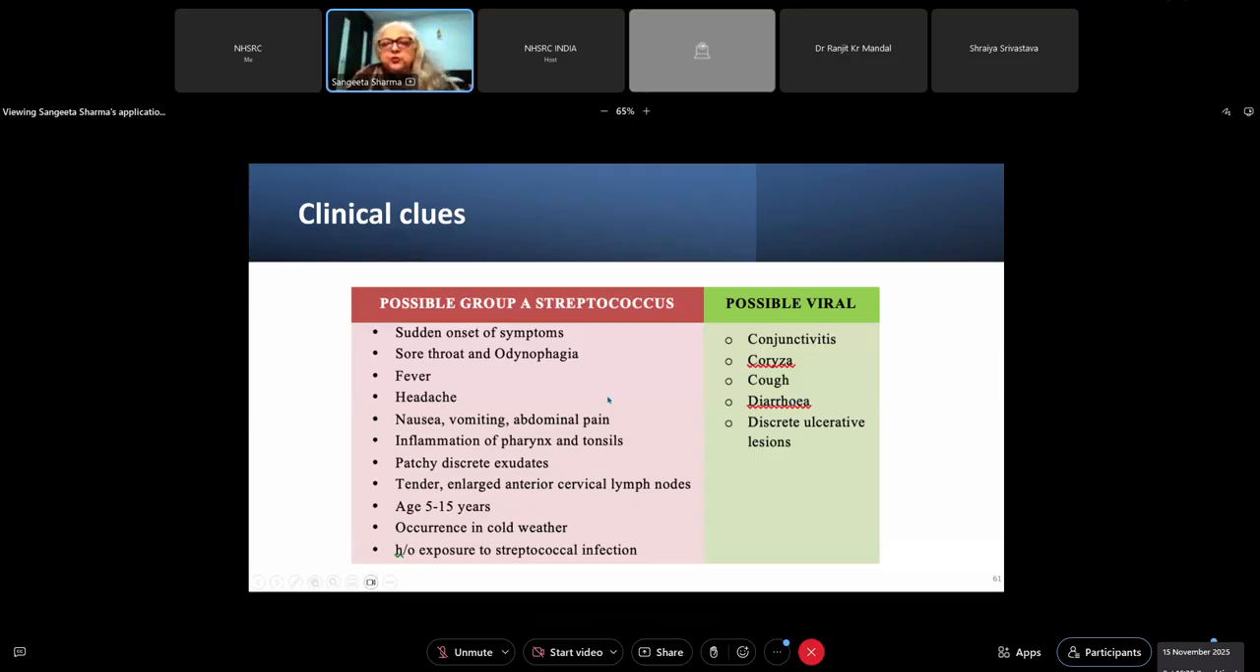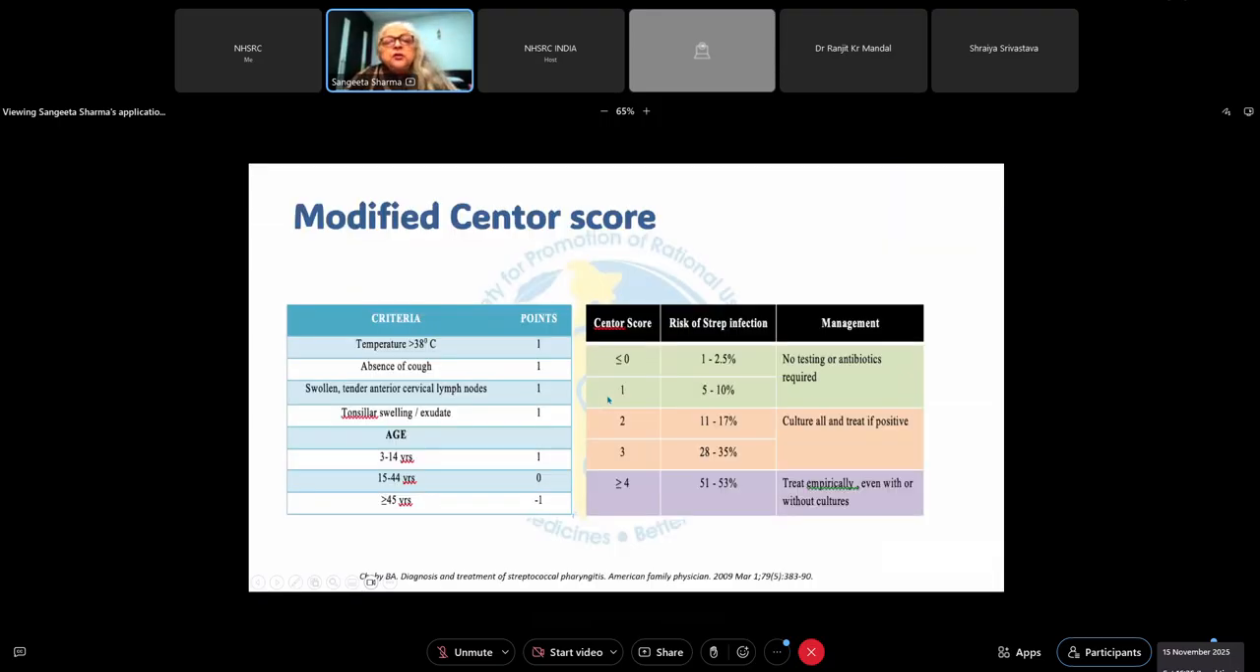Bacterial infections don't spread so fast, and you can use this Centor score for that. For each criterion there are points. If 0 or 1 score is there, there is no point in using antibiotic.